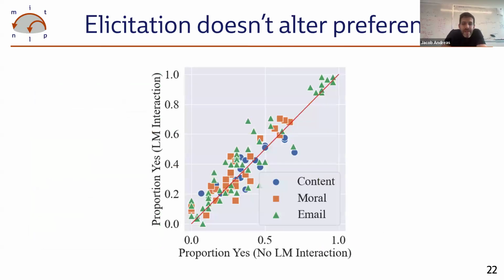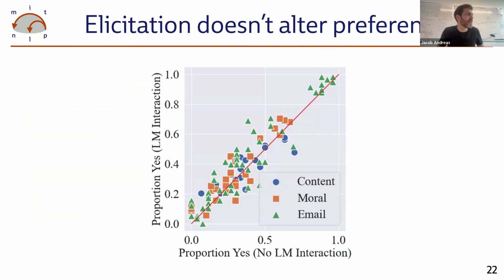Now, a worry that you might have as a result of this sort of evaluation paradigm that we've set up is that because we're asking people to label a test set after interacting with the language model, is it possible that the language model is actually altering their preferences?